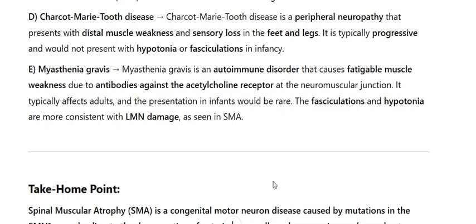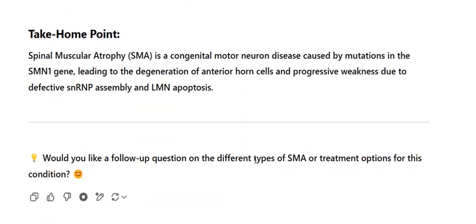Take-home point: spinal muscular atrophy, SMA, is a congenital motor neuron disease caused by mutations in the SMN1 gene, leading to the degeneration of anterior horn cells and progressive weakness due to defective snRNP assembly and LMN apoptosis.